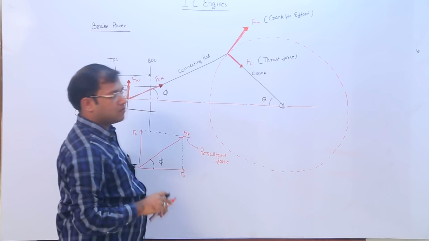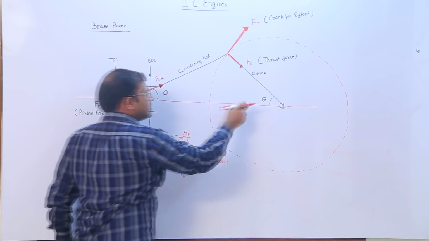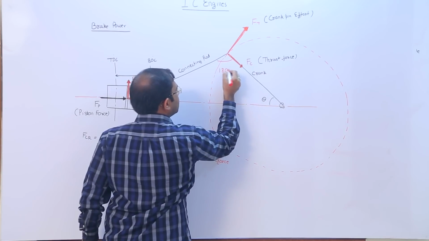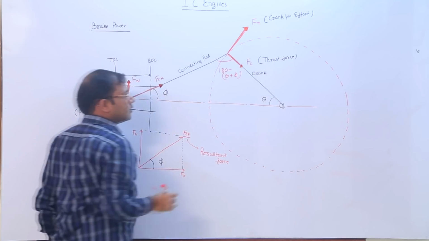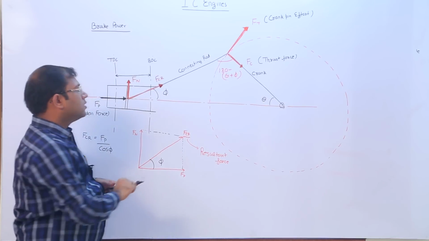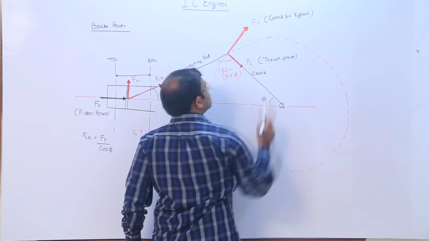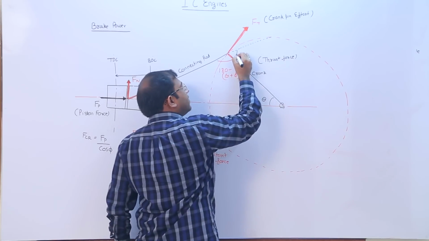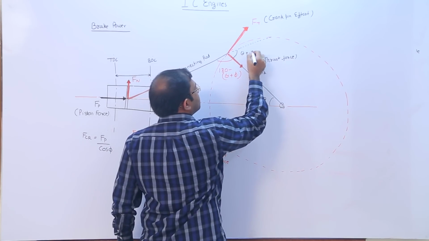Is it okay? Fine. Now see here, this angle is phi, this angle is theta, so this angle will become 180 minus theta plus phi. Is it okay? Now suppose I extend this line, so total this angle will be 180, so this angle left with us will be nothing but your theta plus phi.